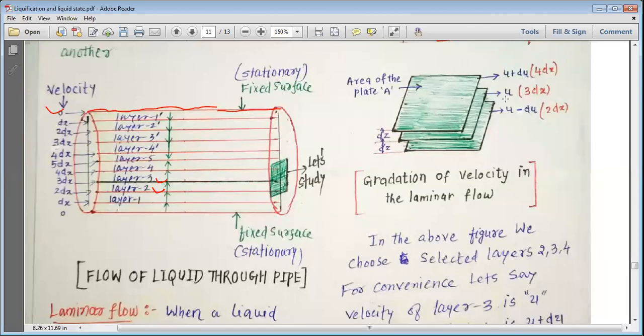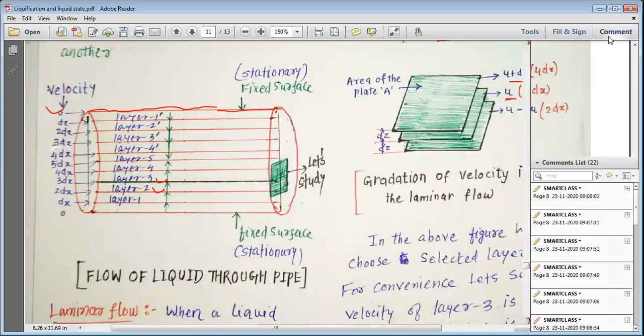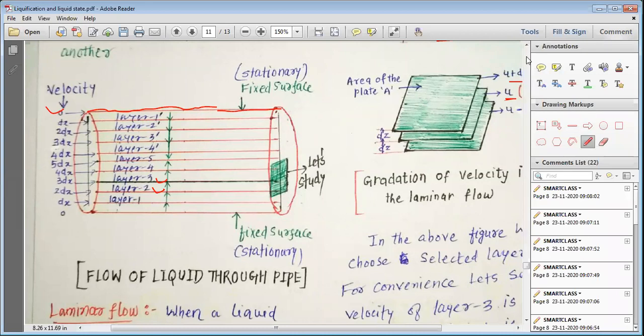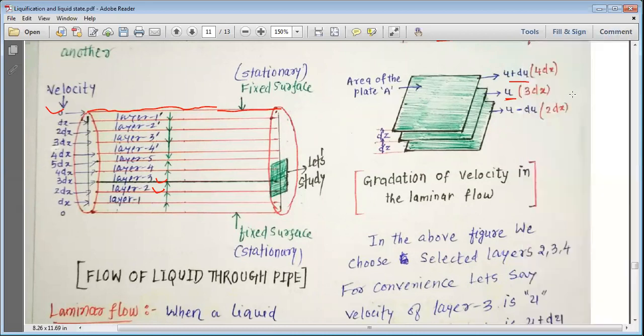In layer number 3, we have the velocity u. If you go up, the velocity increases by du. If you go down, the velocity decreases by du. So when you go down, my dear students, the velocity decreases. When you go up, the velocity increases. We are just studying these three layers. That is how we can understand the gradation of velocity in the laminar flow.